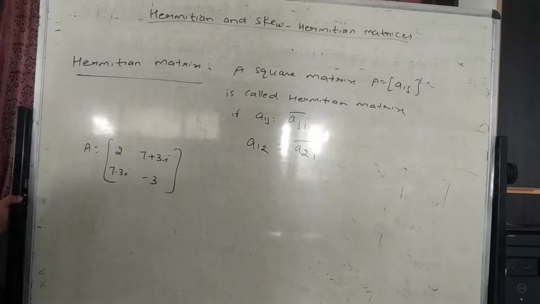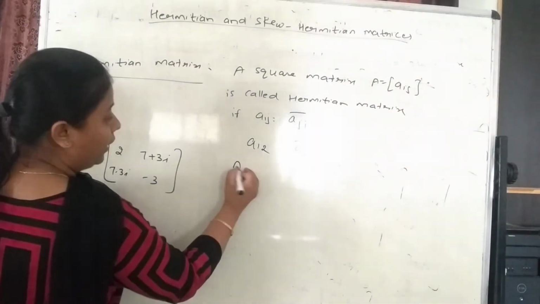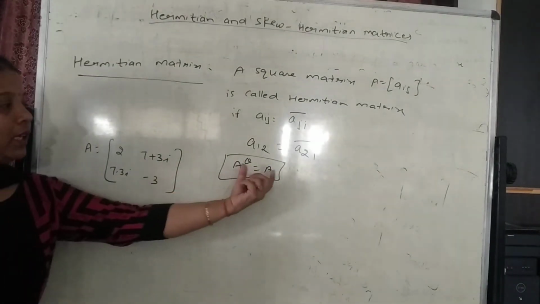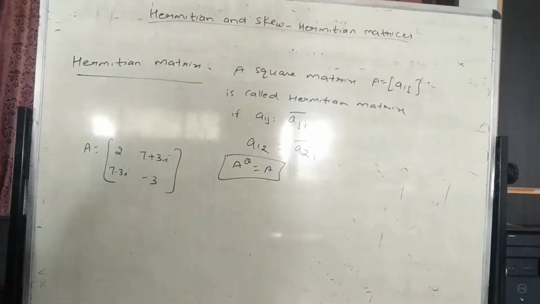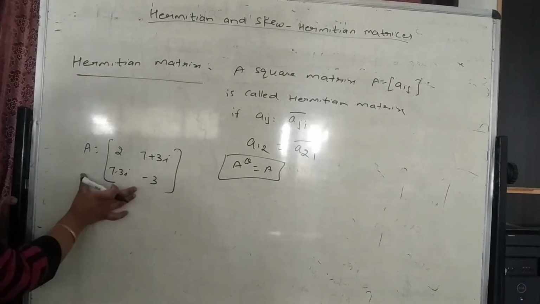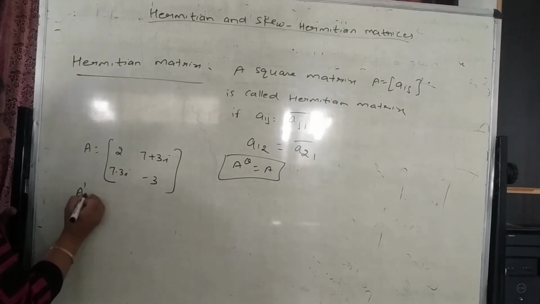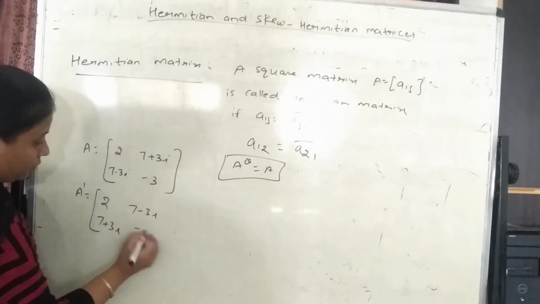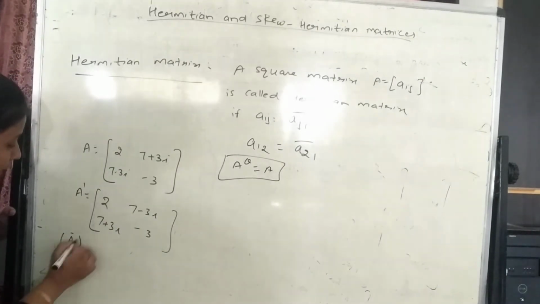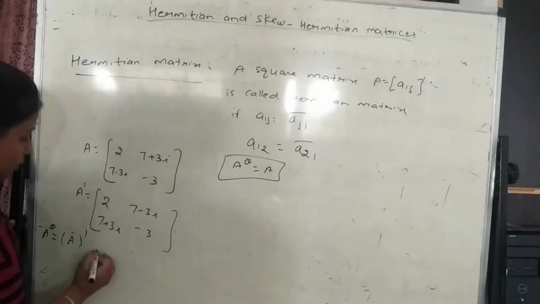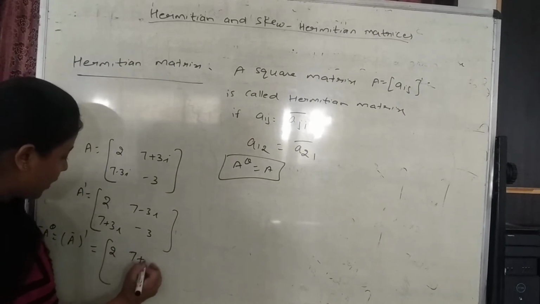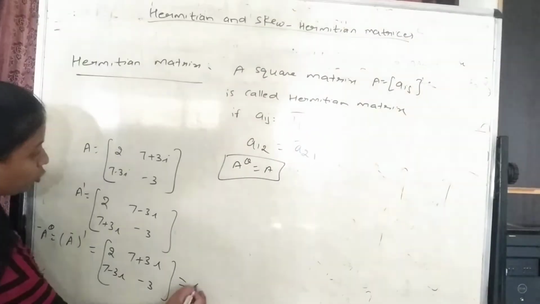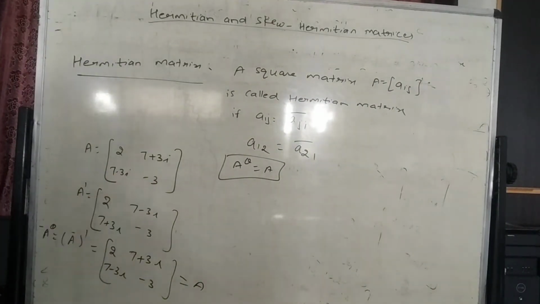Now what is the necessary condition for a Hermitian matrix? Here A theta should be equal to A. By proving that A theta is equal to A, we can prove that it is a Hermitian matrix. So we will find its A theta. Firstly, we will find its transpose. Now I will conjugate that matrix. It will become A theta: 2, 7 plus 3 iota, 7 minus 3 iota, minus 3. You see, it is equal to A. So this is a Hermitian matrix.